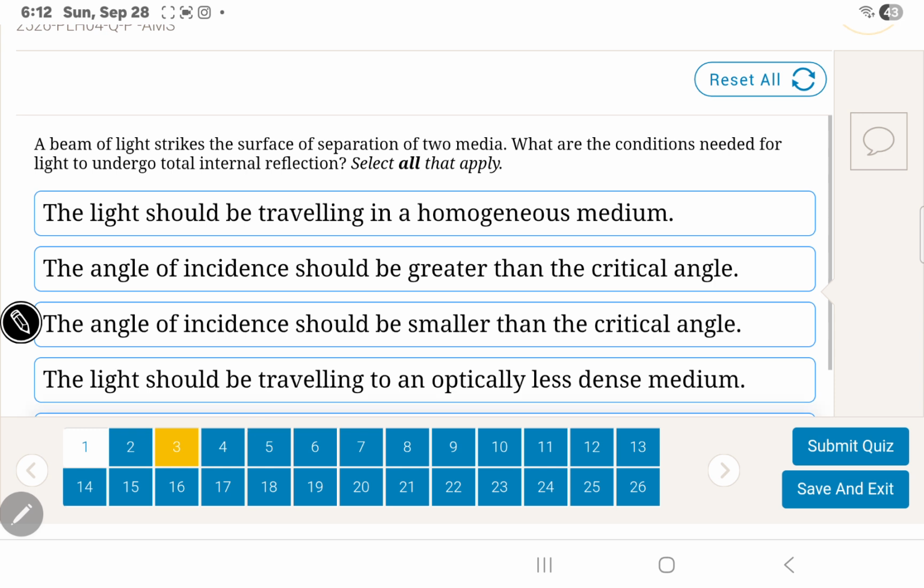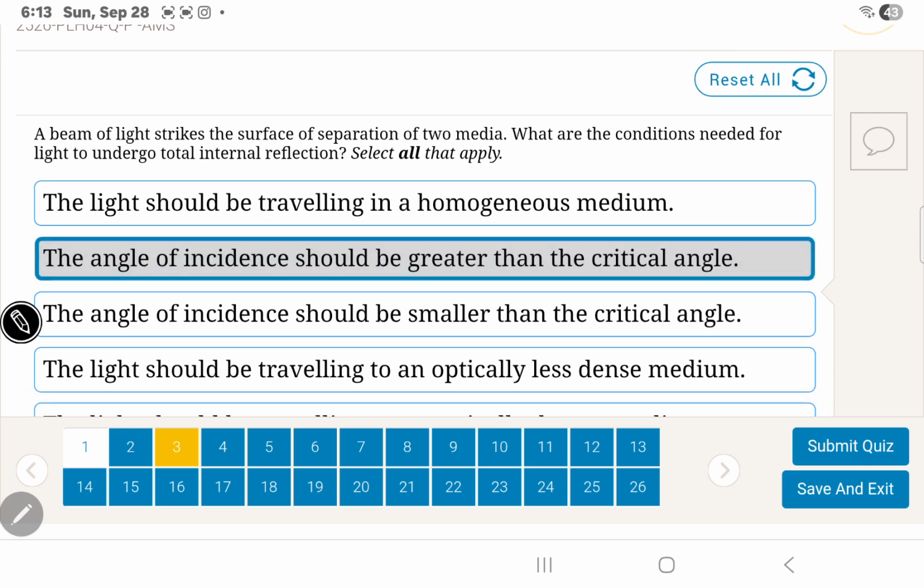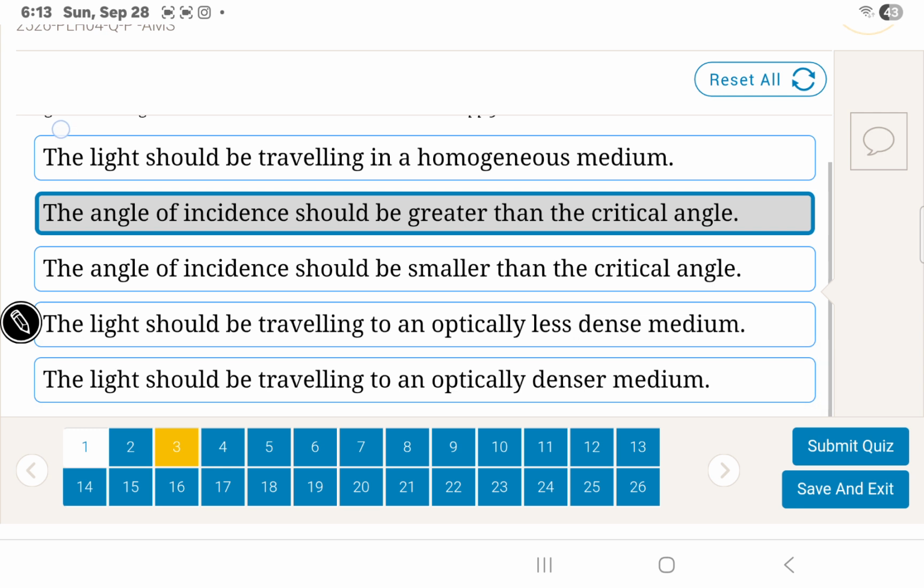A beam of light strikes the surface of separation of two media. What are the conditions needed for light to undergo total internal reflection? The angle of incidence should be greater than the critical angle. This is correct. And the light should be traveling to an optically less dense medium. This is correct.